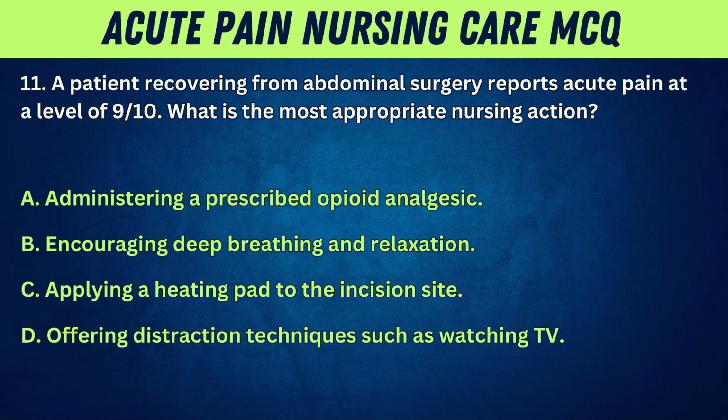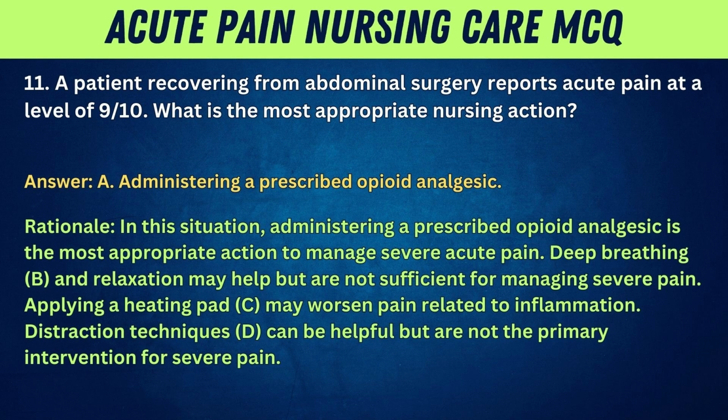11. A patient recovering from abdominal surgery reports acute pain at a level of 9/10. What is the most appropriate nursing action? A. Administering a prescribed opioid analgesic. B. Encouraging deep breathing and relaxation. C. Applying a heating pad to the incision site. D. Offering distraction techniques, such as watching TV. Answer. A. Administering a prescribed opioid analgesic.